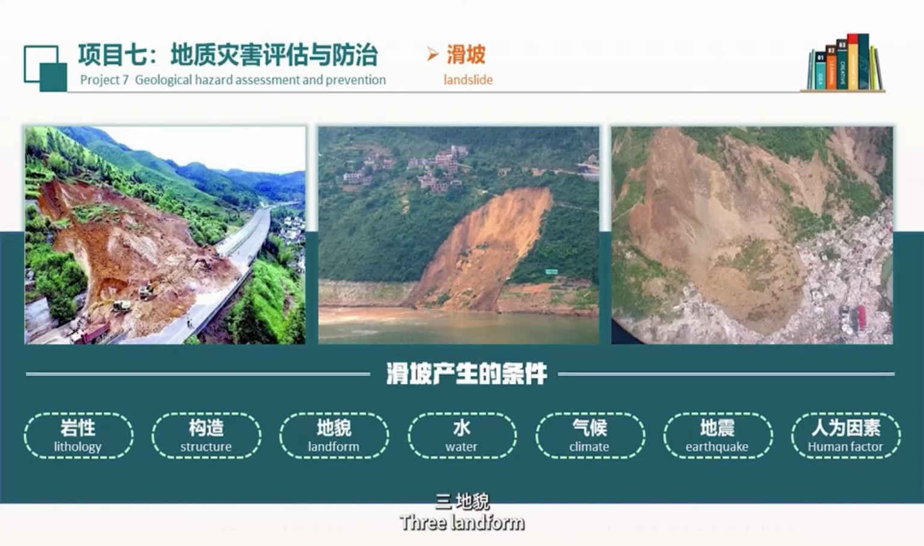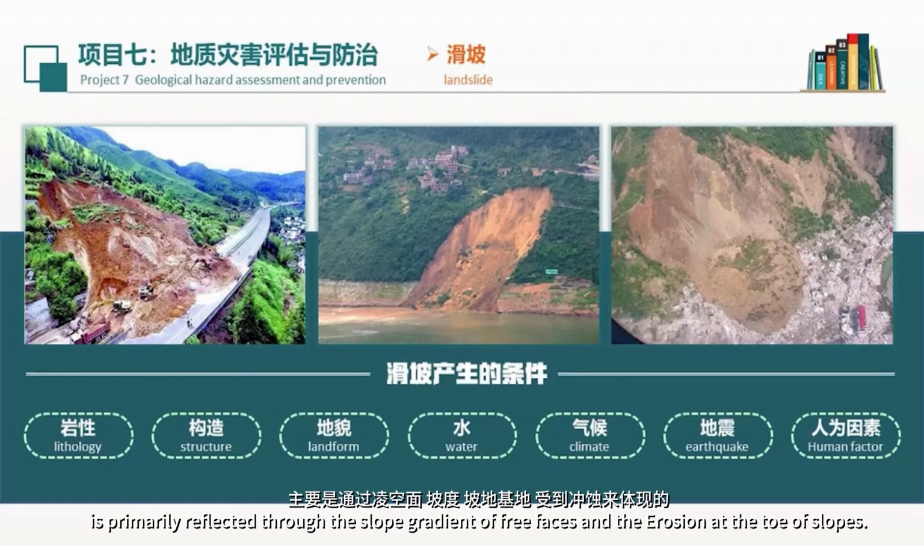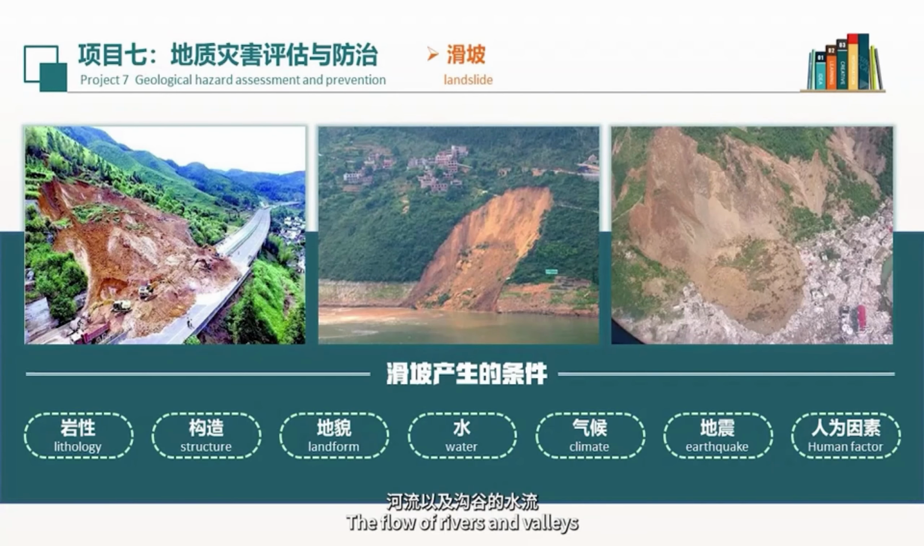3. Landform. The relationship between landslides and landforms is primarily reflected through the slope gradient of free faces and the erosion at the toe of slopes. Of rivers and valleys, cutting of the surface first creates a free face for the landslide. Areas where a river scours the base of a slope are also prone to landslides.